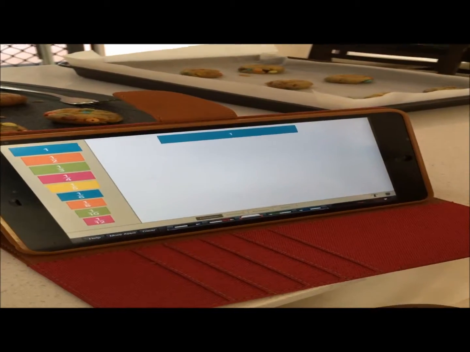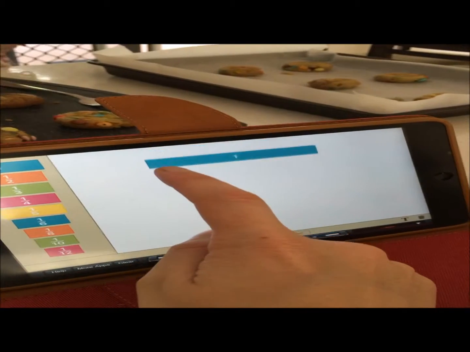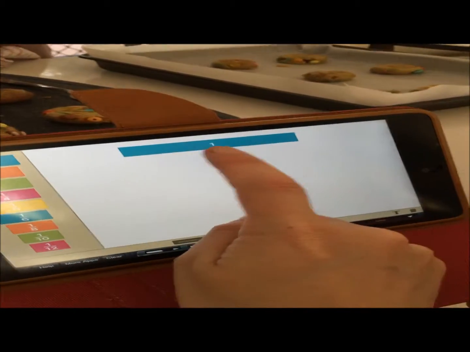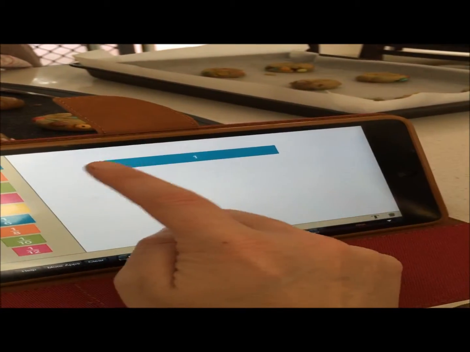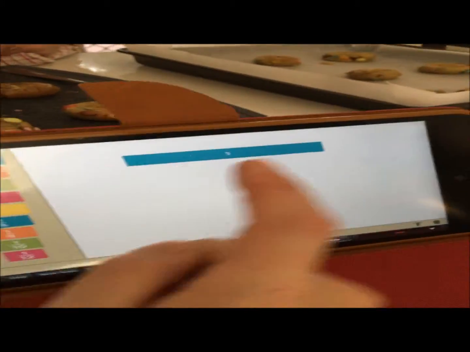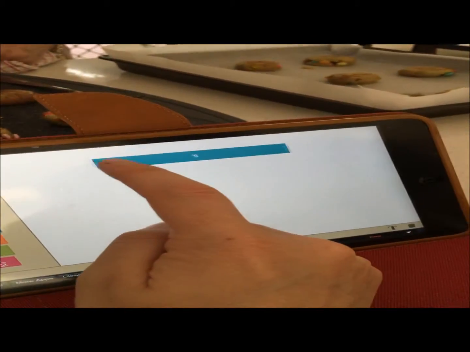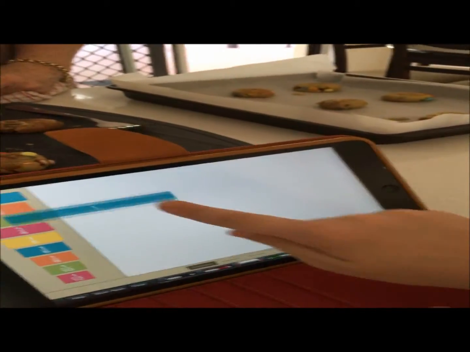While we wait for the cookies to cook, I want you to have a look at this on the screen here. See this? What's that number in the middle there? 1. So this is a whole. Imagine this is the cookie dough roll. Remember we cut them up now, but before we had the cookie rolls. Can you move it around? Show me that you can move it.